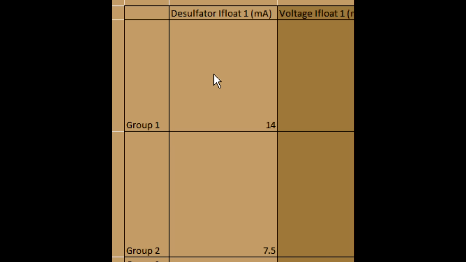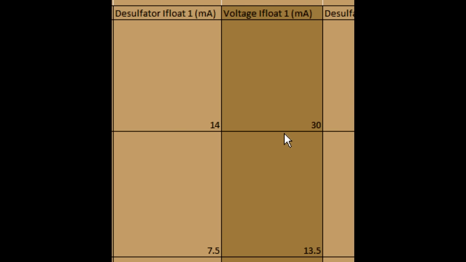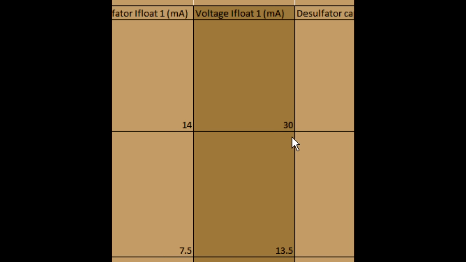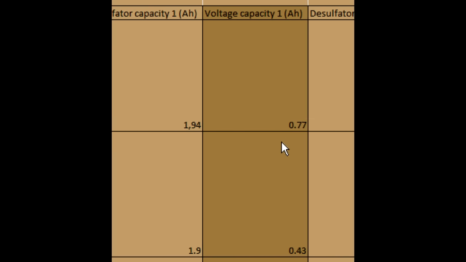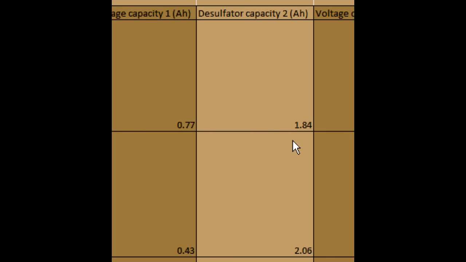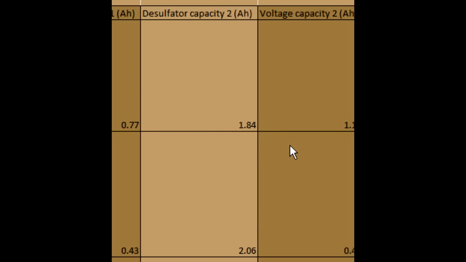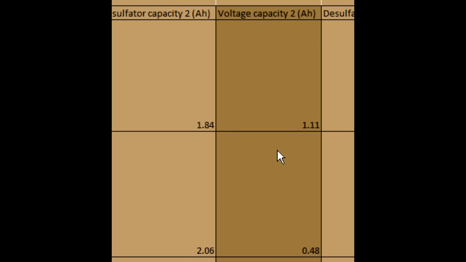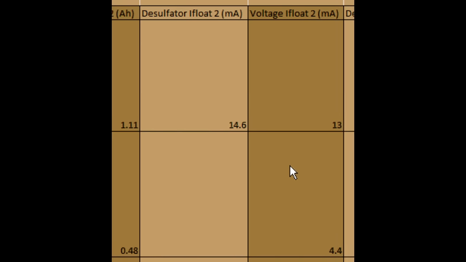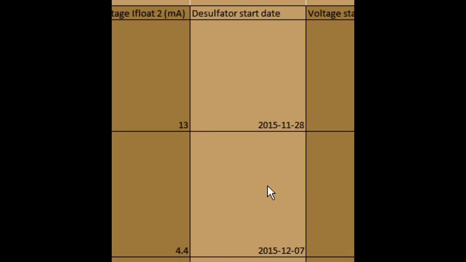And as for the data that's been collected thus far with two groups entirely tested, it actually does seem as if there's something to the desulfation device. Because if we look at the data with the voltage restored batteries in the dark area and the desulfator in the lighter area, the desulfated batteries have actually performed superior to the voltage restored ones in every area thus far, with one of the desulfated batteries actually besting 2 amp hours in one of the tests, whereas the best voltage restored one maxed out at 1.11. And the float currents are generally just lower overall.